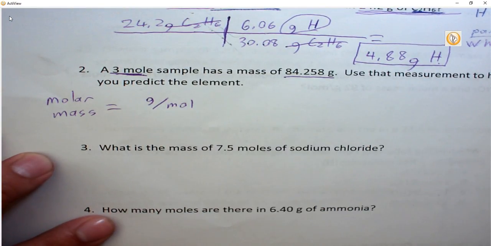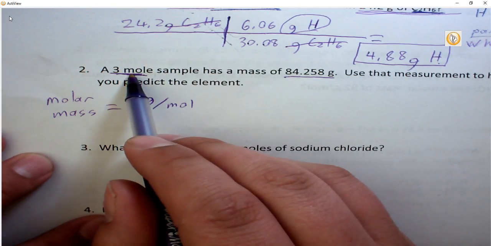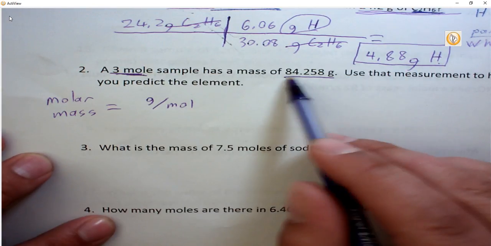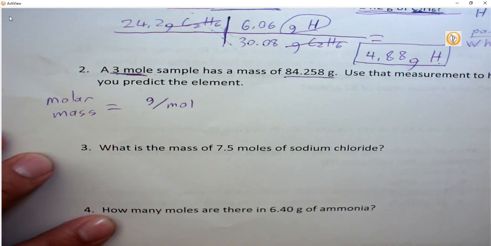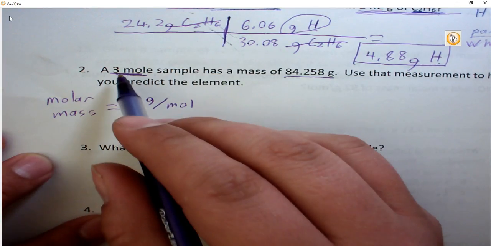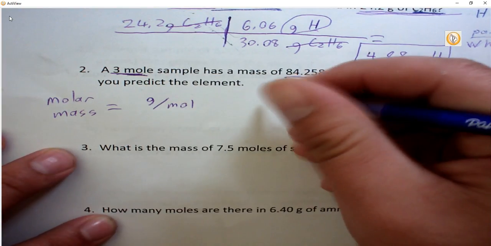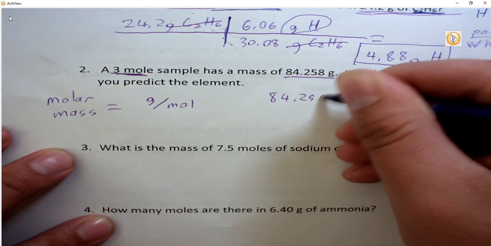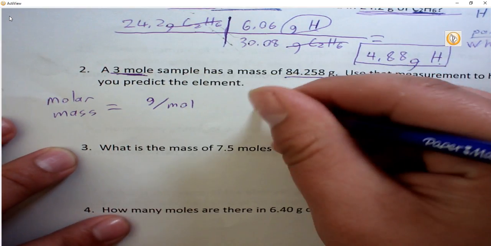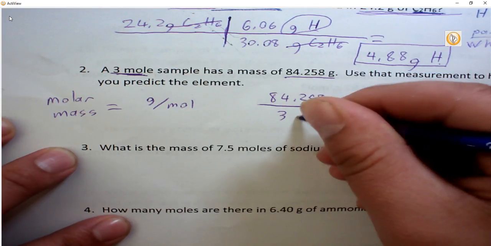Well, this question is showing us that 3 moles of this unknown substance weighs 84.258 grams. All we have to do here is figure out how much 1 mole weighs. So we have 84.258 grams over 3 moles.